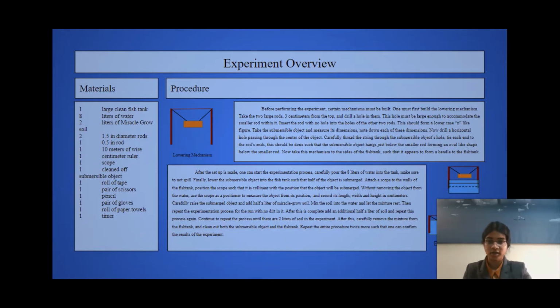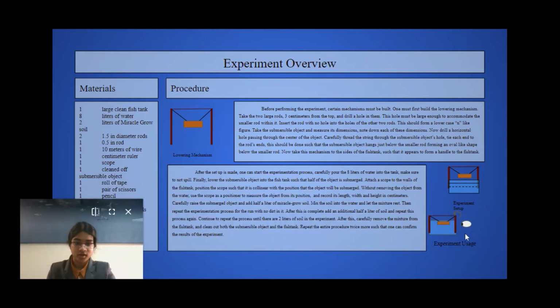I built a lowering mechanism as shown on the screen. I then cleaned a fish tank and filled it with 8 liters of water. I cleaned a copper pipe and attached it to the lowering mechanism. I lowered the copper pipe into the water, as shown here on the right. These are setups of how the experiment would have looked.